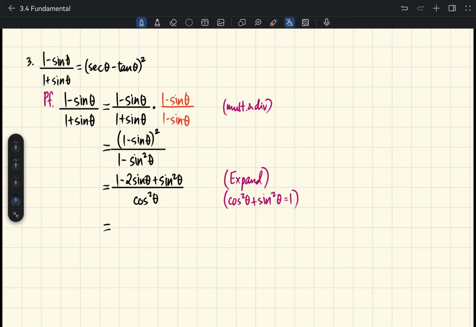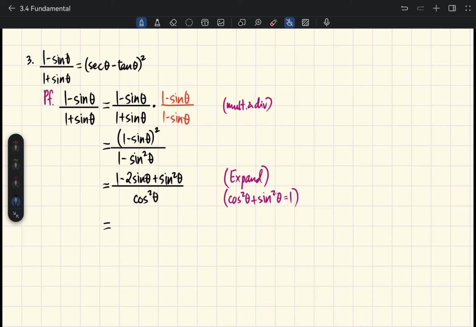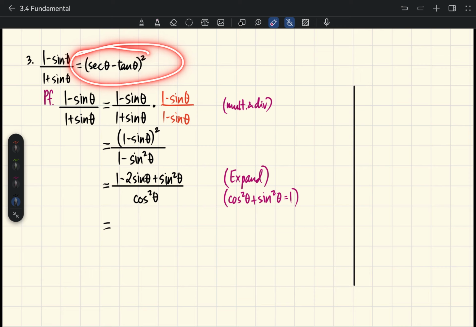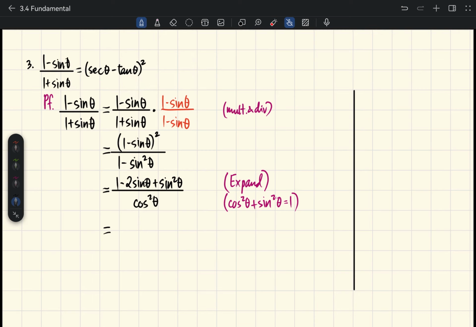Then from here, what can we do? What can we do kaya? Maybe let's try and see what we want to achieve first. So I'll do some side computations here. So let's try and start from our conclusion. We have here that secant theta minus tangent theta raised to 2. Let me label this as side computation.